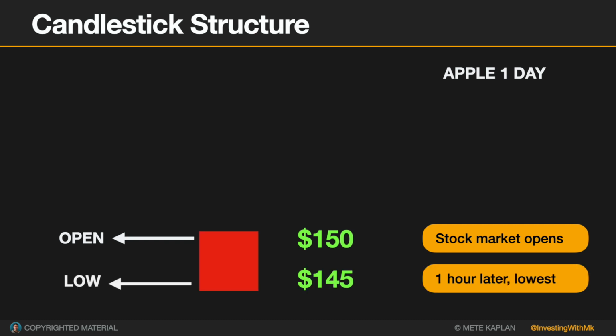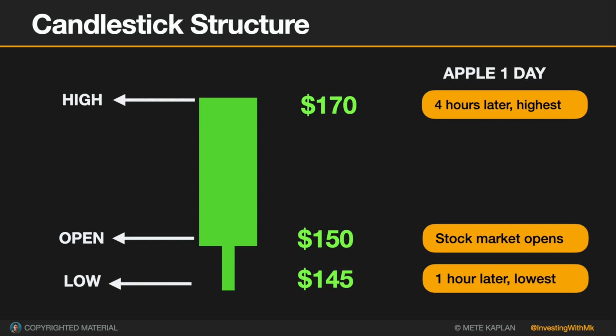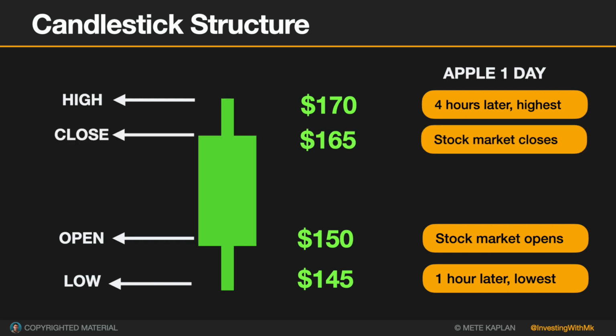1 hour later, the price drops to $145 and the candle is red at the moment because the current price is lower than the opening price of the stock. However, 4 hours later, big news comes up to Apple stock and the price jumps to $170. Now our candle is green because the current price is higher than the opening price. Finally, the market is about to close and people decide to take some profits. Then the price drops from 170 to 165 when the market closes.